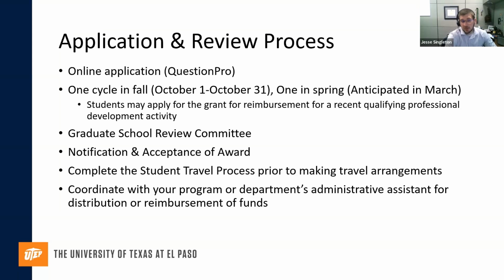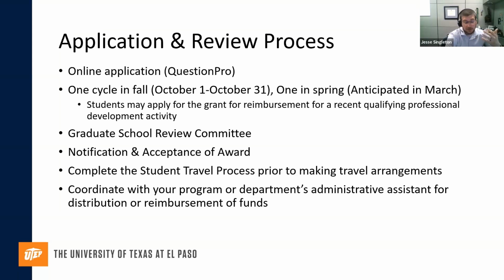You then need to make sure you complete the student travel process prior to making any travel arrangements. And hopefully, if you're applying after you've already completed a travel experience or a professional development experience, make sure you have followed the student travel process. Please don't apply for something you've already done knowing you didn't follow the student travel process and that we can't fund you, because you'll essentially, if you win, be taking money away from a student who would be able to receive it, and we won't be able to fund you. So please don't take that out of someone else's pocket if you know you're not eligible at this point.